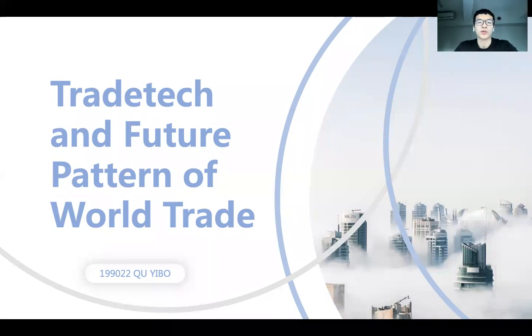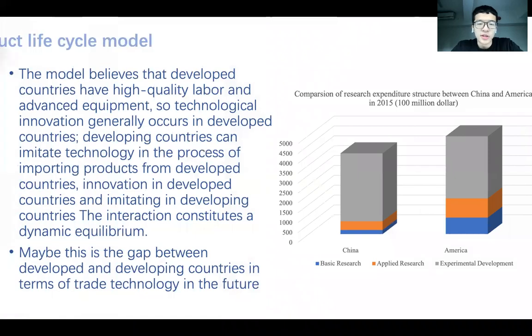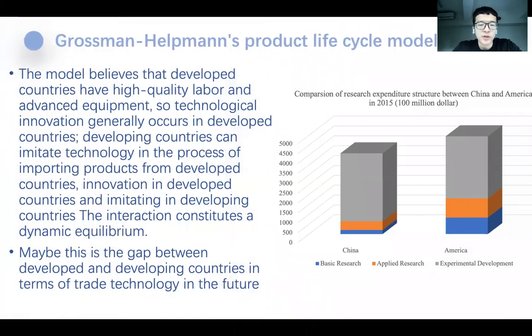Today, I want to talk about Tradetech and the future pattern of world trade. With the continuous development of information technology, production factors in countries around the world are more and more freely connected, which will be transferred to regions in need of it. To achieve scientific and effective resource allocation, the target and scope of international trade will also expand.